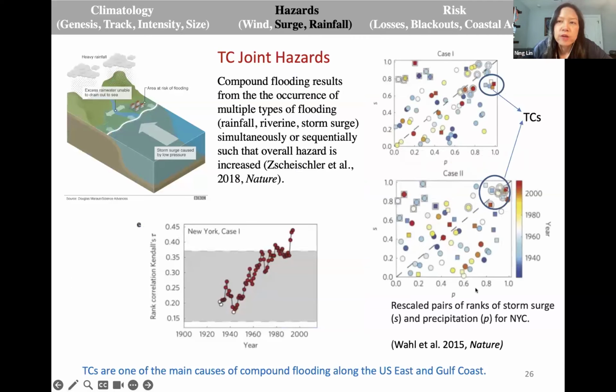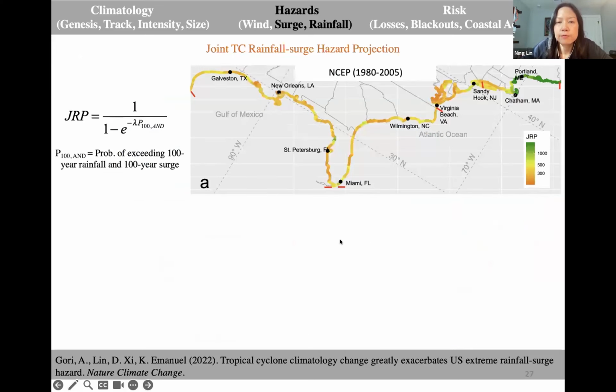And most recently, we're very interested in joint hazards, especially here we're thinking about compound flooding, with a storm surge coming from the coast, and then you have rainfall and riverine flow from the inland, causing a higher compound flooding than the individual flood drivers. This has been discussed for some time, and here it is just showing the distribution, and those points here actually are TCs dominating the high end of the correlation between precipitation and storm surge in New York City. And this correlation has been increasing over the past decades. So that's the motivation for the study.